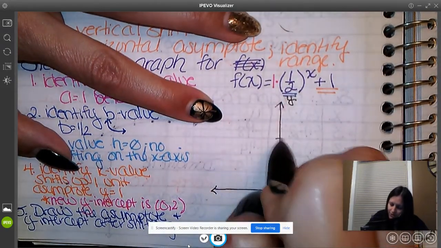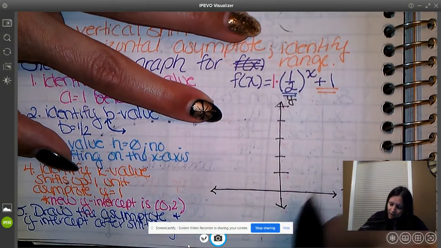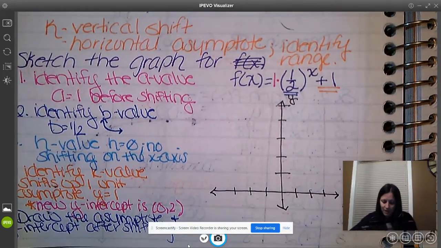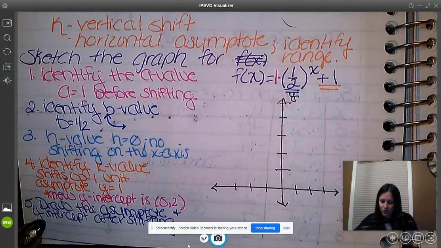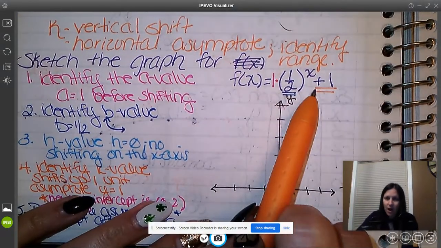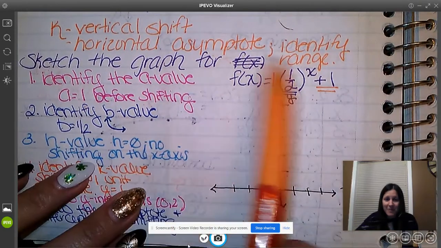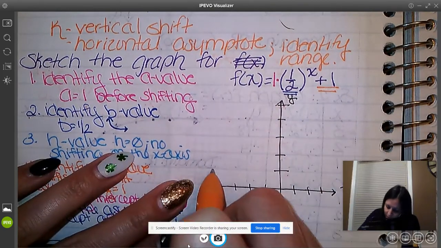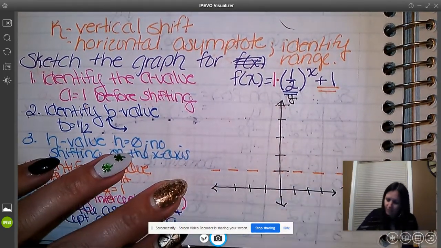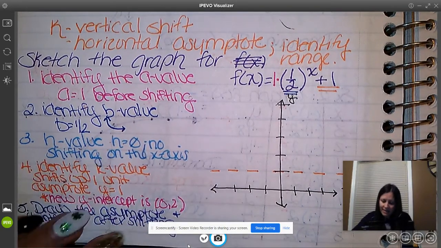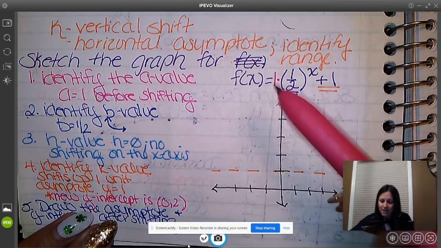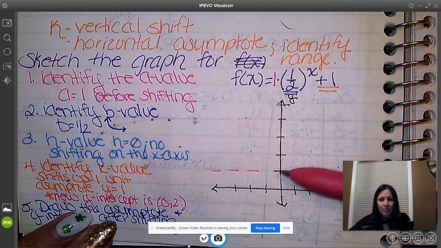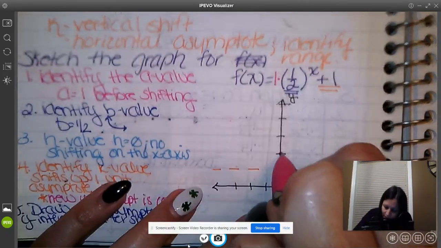Here's 1, 2, 3, 4, 5. And then 1, 2, 3. So I'm going to draw in my asymptote, which is 1, because that's my k value. And remember, my k value tells me my horizontal asymptote. So I'm going to draw in my horizontal asymptote. And then my new y-intercept, because remember, before I shifted this graph up 1, my y-intercept was here, but it shifted up 1. So my y-intercept is now here.